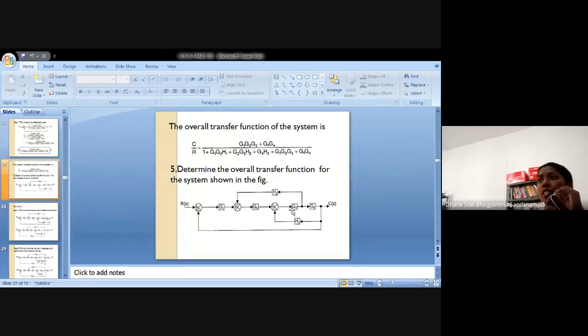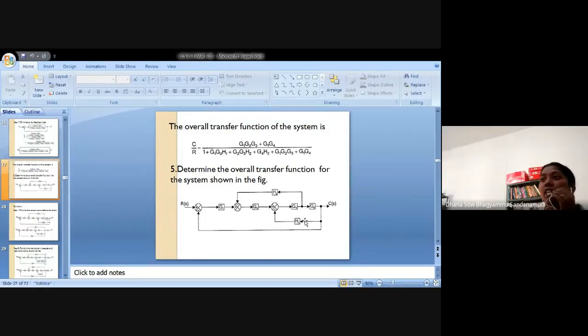Of course, it seems G4 and G3 are in cascade, but there is a branch point here. If I'm able to move this branch point this side, so it is moving ahead of G4, a block whose magnitude is either G4 or 1 by G4 will be added in this parallel or feedback element. It depends on the rules. If you remember the rules, you will know the gain of the block that is to be introduced in cascade to H2.